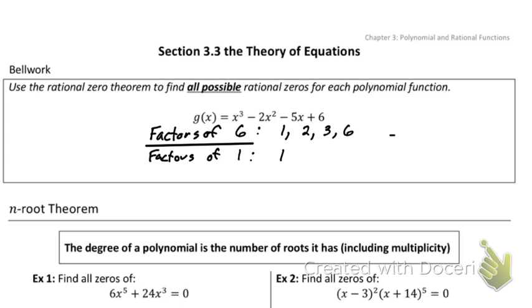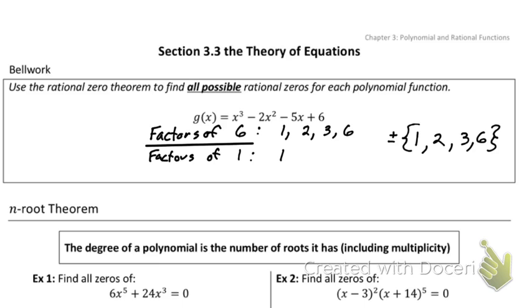So our total possible are going to be positive, negative of 1 divided by 1, which is just 1, 2 divided by 1, which is 2, 3 divided by 1, which is 3, 6 divided by 1, which is 6. And we're going to make sure to use braces and not parentheses. If these were parentheses, you would be saying it's anywhere between 1 and 6. All those numbers would work except for 1 and 6. So don't use parentheses, use braces.